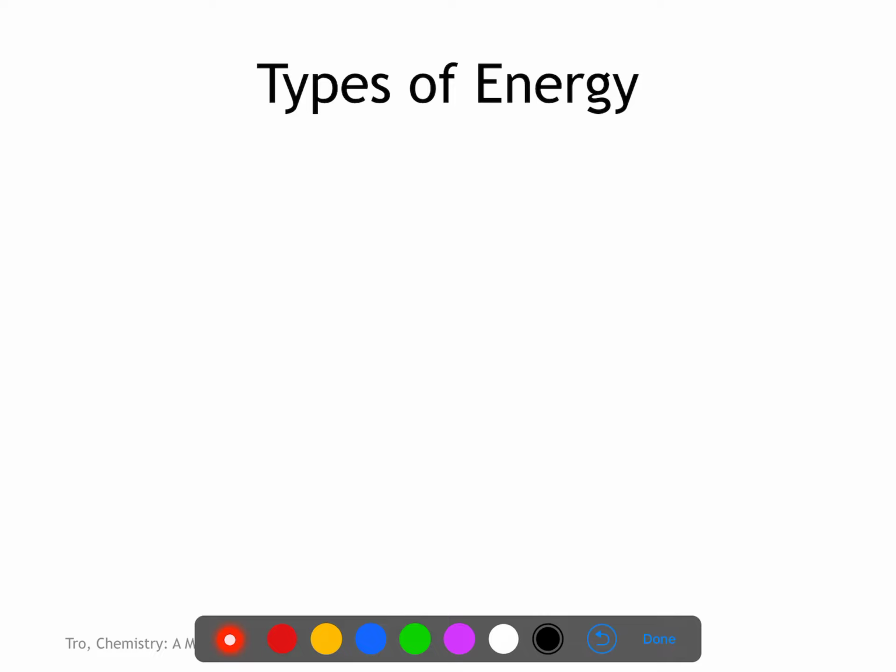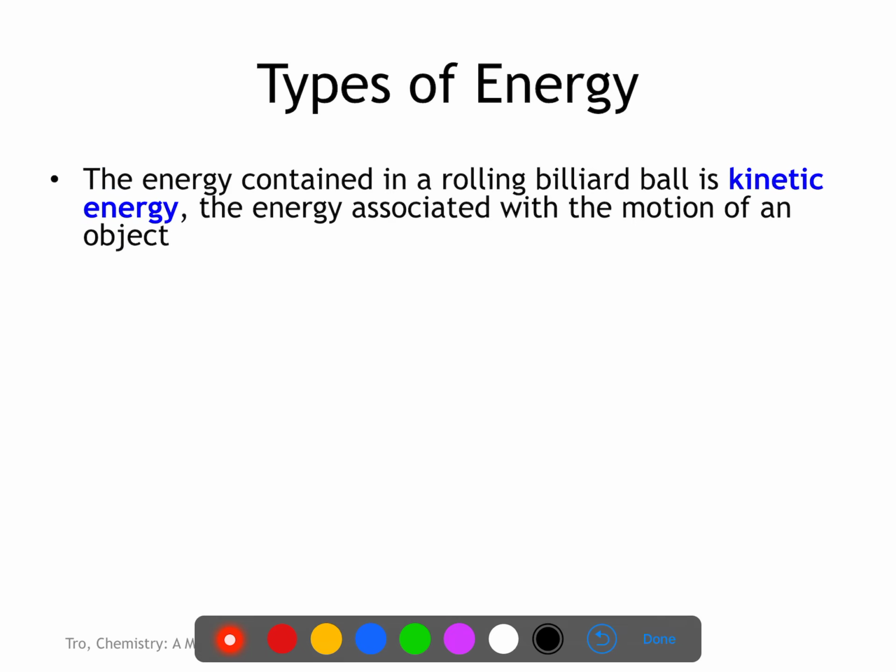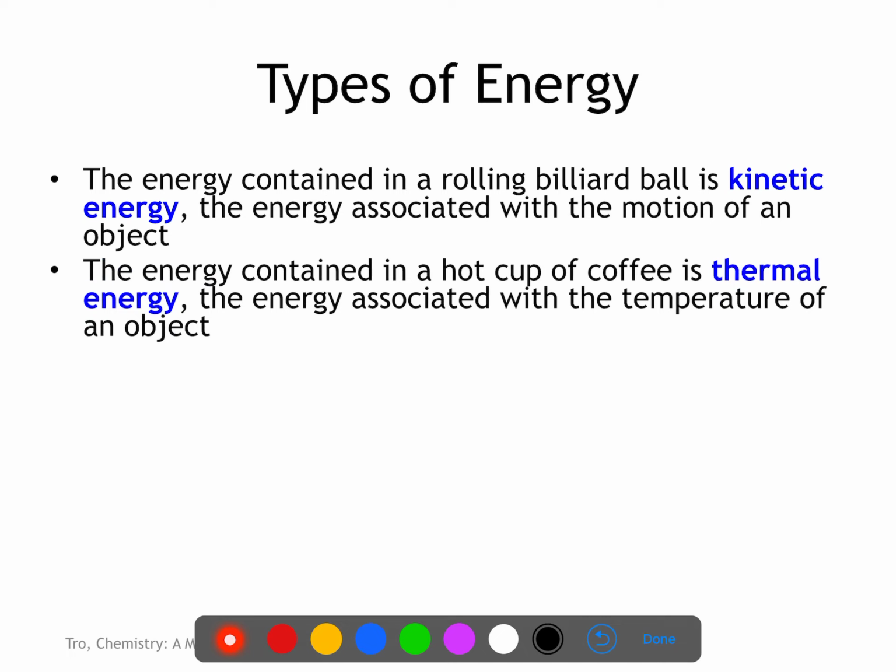The energy contained in the first rolling billiard ball is the kinetic energy, the energy associated with the motion of an object. Now, going a little bit back to that hot cup of coffee, that's not necessarily a solid substance. The energy contained in a hot cup of coffee we call thermal energy, the energy associated with the temperature of an object. Now, thermal energy is still a type of kinetic energy because it arises from the motions of atoms and molecules within a substance.